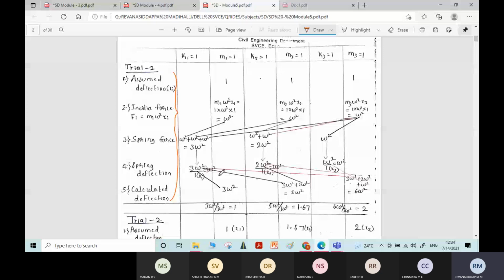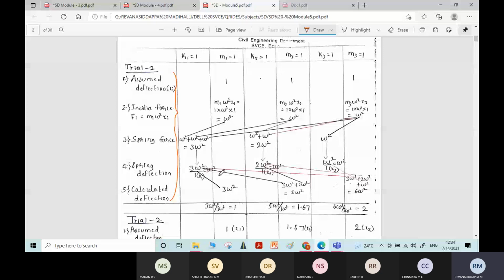First, as I said, you need to write this tabular column corresponding to the number of masses, with assumed deflection, inertia force, spring deflection, and calculated deflection. Initially, whatever K1, M1, K2, M2, K3, M3 values are given, you need to write. Here, all the values are 1. K1, K2, K3 equal to 1 Newton per meter, and M1, M2, M3 equal to 1 kg. So K1 equal to 1, M1 equal to 1, similarly all values up to M3 equal to 1.